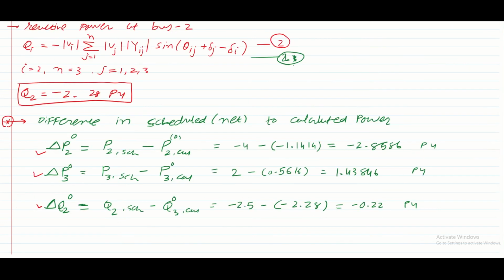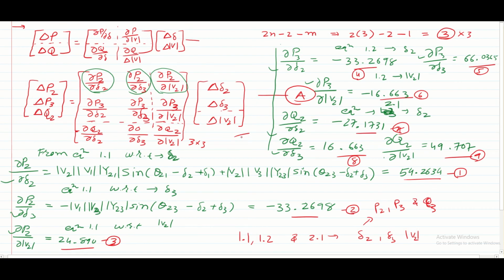Okay. Now, for the final answer, we will substitute all the values in equation number A. So, the next step is just substitute all the calculated value of each and every parameter of the Jacobian matrix into the equation number A. So here at the left hand side, the change in reactive power we have calculated, which is 2.8586, 1.43846 and 0.22, which is equal to all the 9 parameters of Jacobian matrix we have calculated in this step over here.